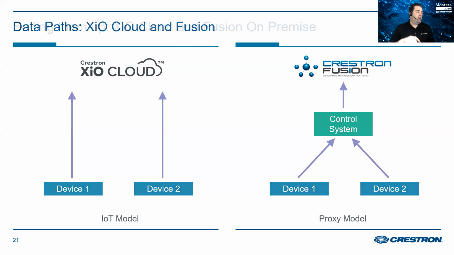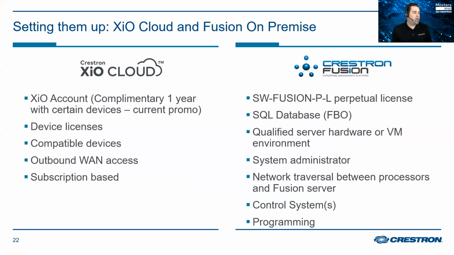Okay, in terms of standing them up and getting them going, Xio Cloud is pretty basic, right? You need an account. That means I need a device license to claim something against an Xio Cloud. Once I have an account, I just need a compatible device, whether that be a touch screen, a scheduling panel, a processor, NVX, what have you. And they're going to be claimed directly into the Xio Cloud portal. I don't have to program a thing because, again, everything that Xio Cloud does with that device is on the firmware level. They do require outbound internet access, WAN access.